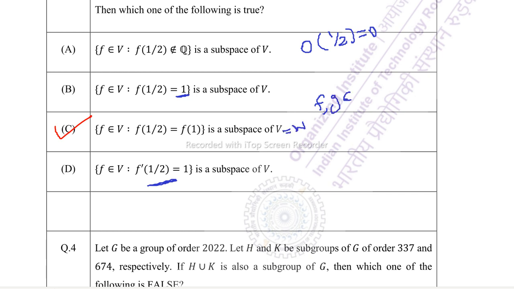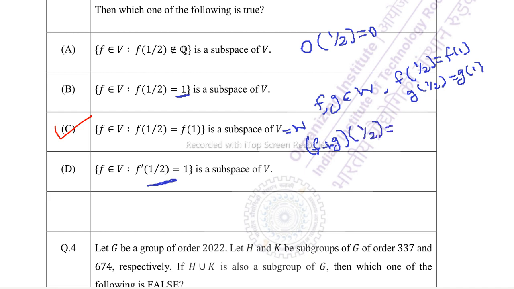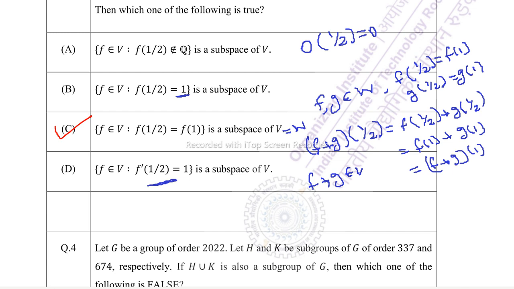Suppose we take two polynomials f, g in W. Therefore both f and g satisfy the condition f(1/2) = f(1), and g(1/2) = g(1). Now what we have to prove is that the sum is in this collection, that is, (f+g)(1/2) = (f+g)(1). Addition is defined pointwise, so this is f(1/2) + g(1/2). But we know that f(1/2) is f(1), and g(1/2) is g(1). Again by addition, we can rewrite this as (f+g)(1). So the sum satisfies this condition, therefore f+g is in the collection W.